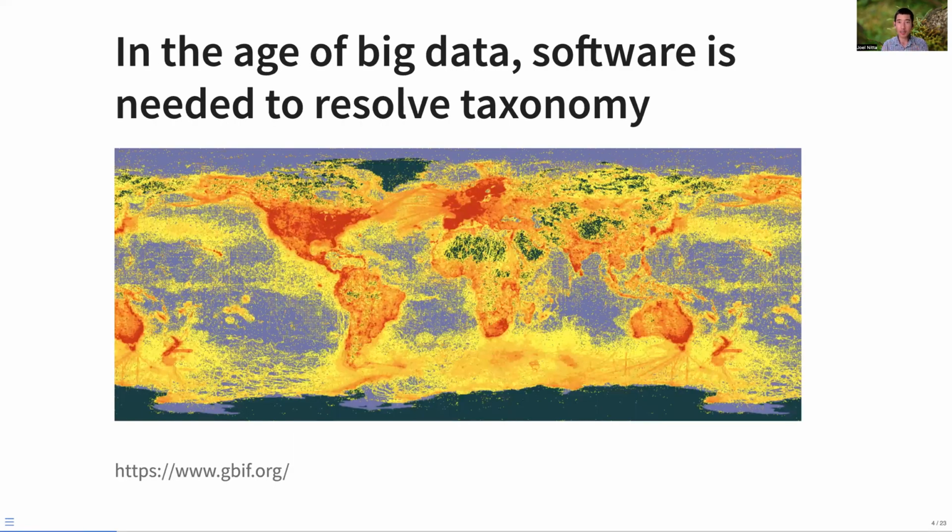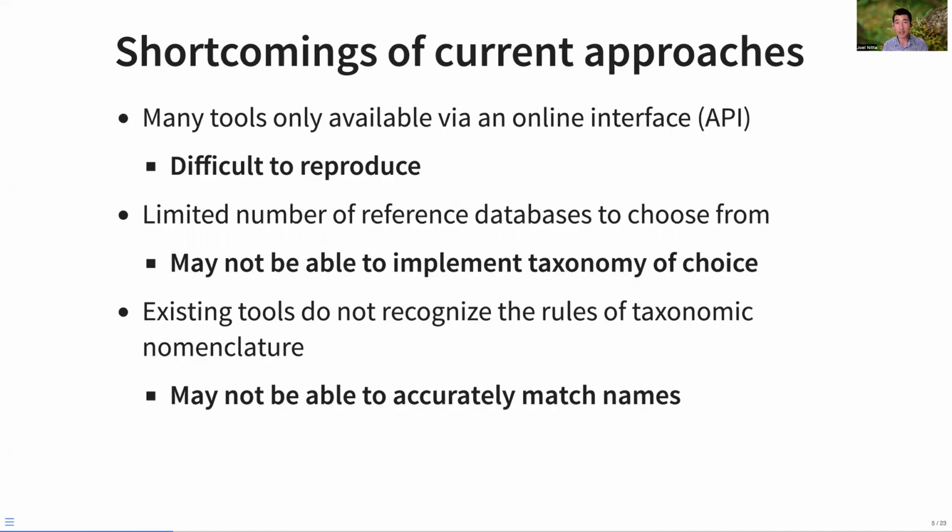Now, if you are only dealing with small amounts of data, maybe that's not such a big deal. You could do it by hand. But in the age of big data, doing this by hand is simply not feasible. We need software in order to resolve taxonomy at large scales. And so there's many existing software packages that can do that. But I've found that many of these have some limitations.